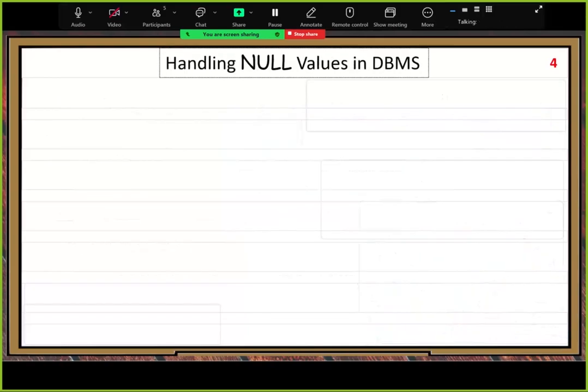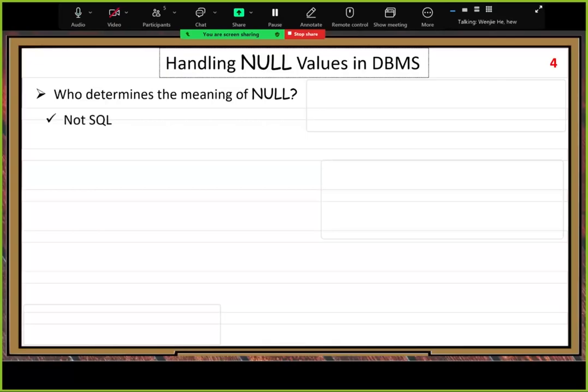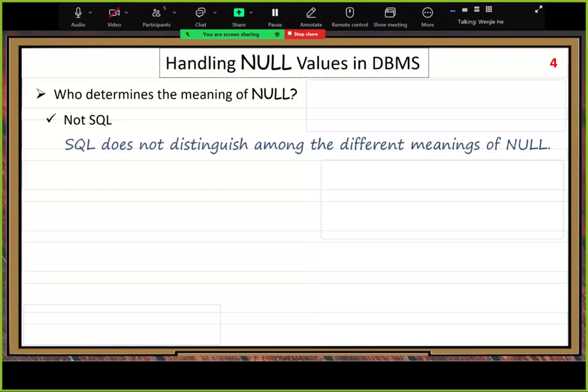Handling null values in DBMS. Who determines the meaning? So when you see null, what's the exact meaning of that null value? Who determines it? Not SQL. This language cannot tell what specific meaning you use in your data. If you see a null value, it cannot tell you any specific meaning. Not the DBMS either. The DBMS cannot tell you the specific meaning, okay?